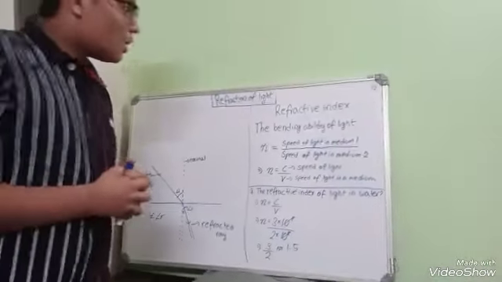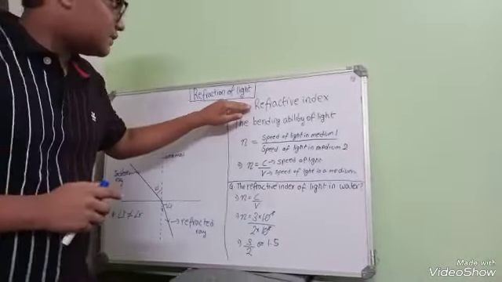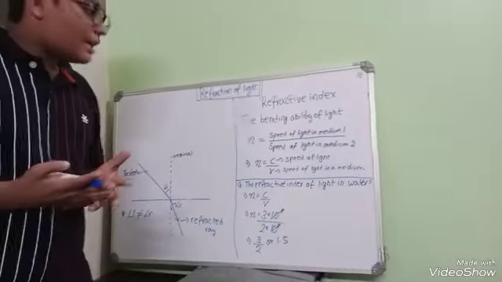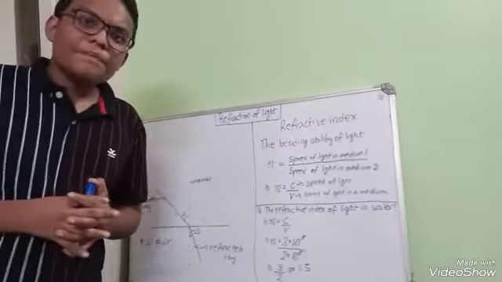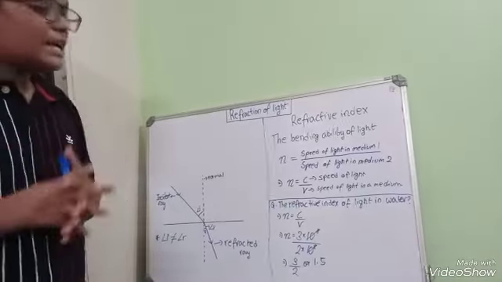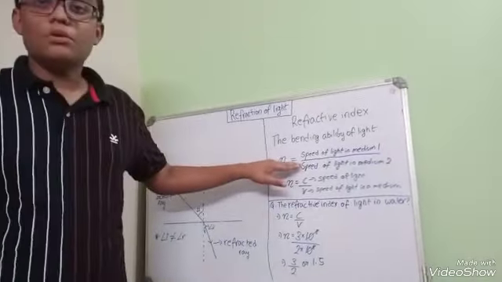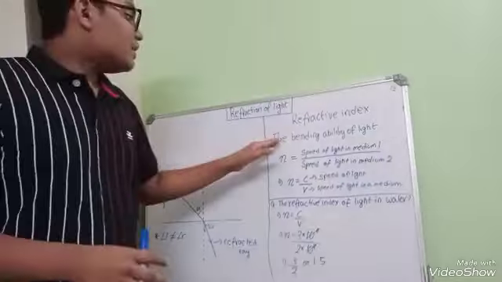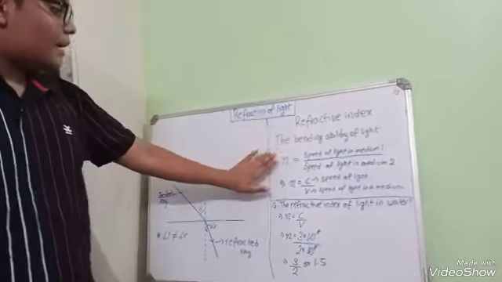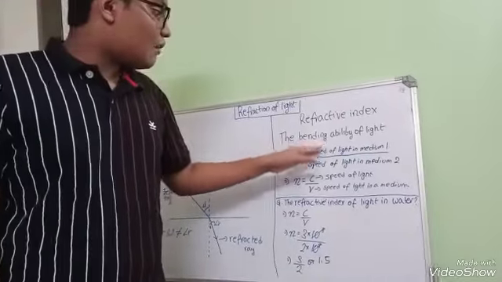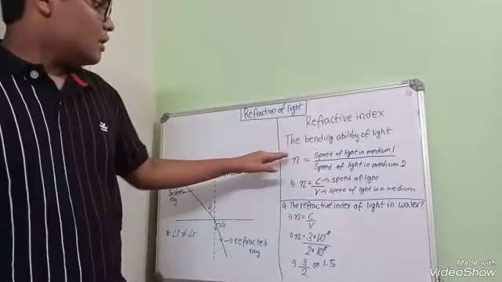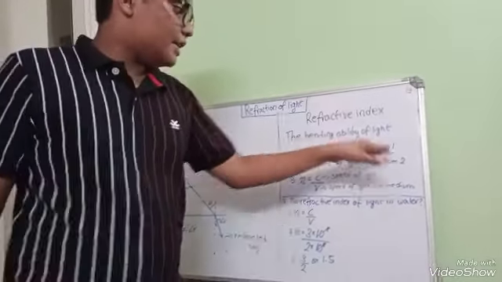Now I'm going to talk about refractive index. The refractive index is the bending ability of light. There are many refractive indices and it depends upon the medium too. We can calculate the refractive index, which is represented by the small letter n, and the formula is speed of light in medium 1 divided by speed of light in medium 2.